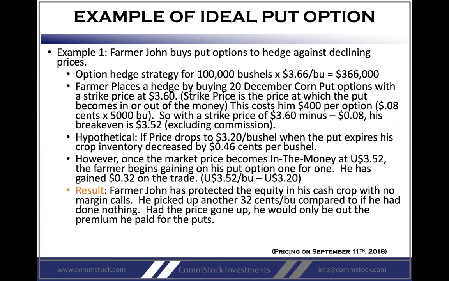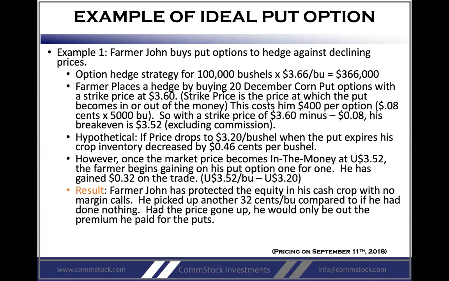So what's the result of that? The farmer has protected the equity in his cash crop, and he didn't have a single margin call to do it. I know there's a lot of negative mentality when it comes to margin calls, and when you're buying those options, you can avoid those. He picked up another 32 cents per bushel compared to if he had done nothing at all.